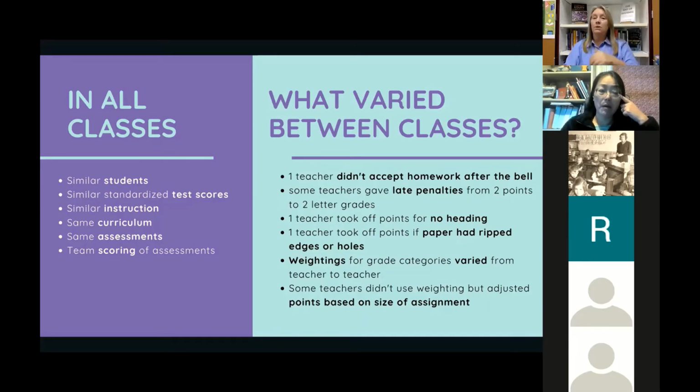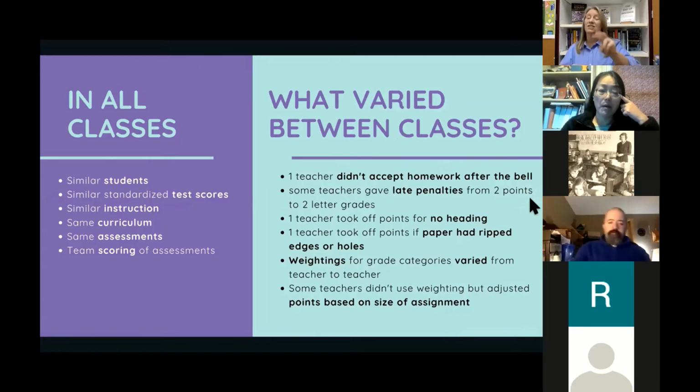So what varied between those classes? And this is what's really important. One teacher didn't accept homework after the bell. Some teachers gave late penalties from 2 points to 2-letter grades. One teacher took off points for no heading. One teacher took off points if the paper had ripped edges or holes. Some of them used weightings for the grade categories, and those weightings varied from teacher to teacher. And some teachers didn't use weighting, but adjusted points based on the size of the assignment. And so these grading practices are what made those grades so inequitable.